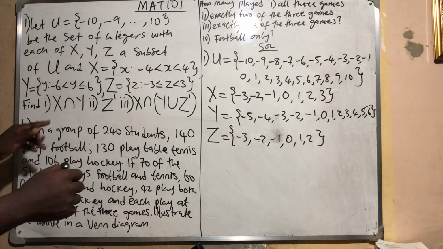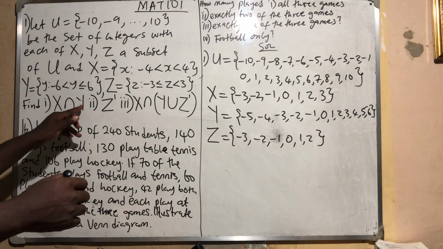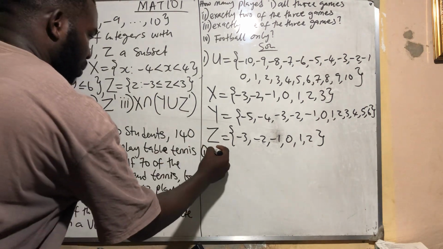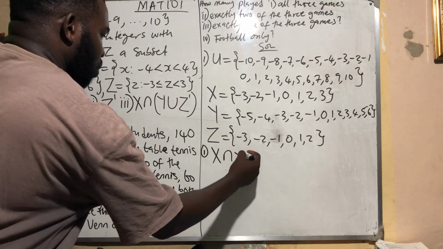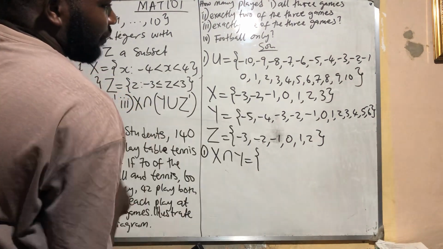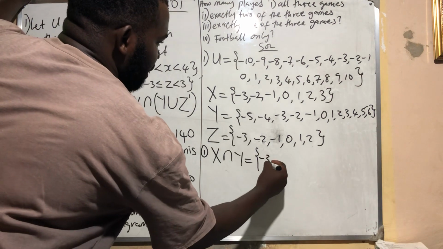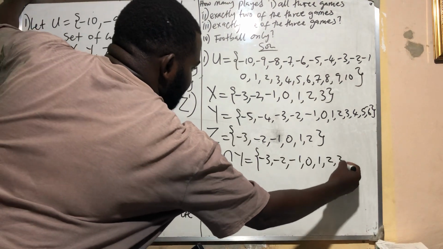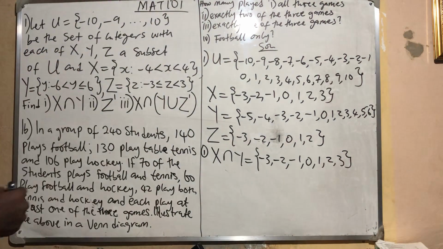So the next one they said is that we should find x intersection y. Don't forget that intersection means what they have in common. So x intersection y is what they have in common. If you check x and y, they have minus 3, minus 2, minus 1, 0, 1, 2, and 3. That's the only thing they have in common.